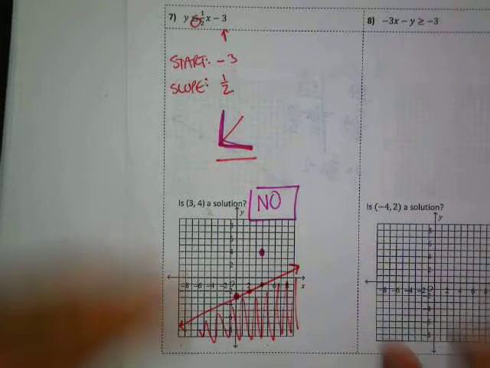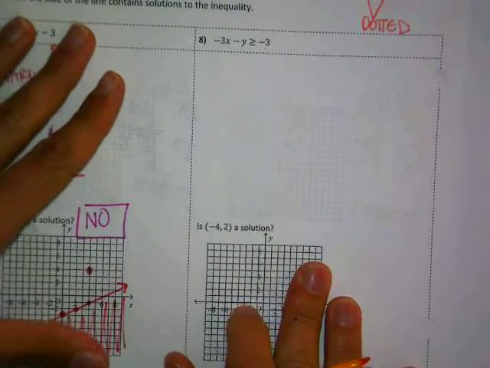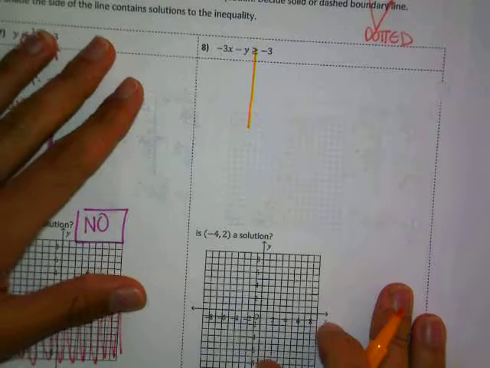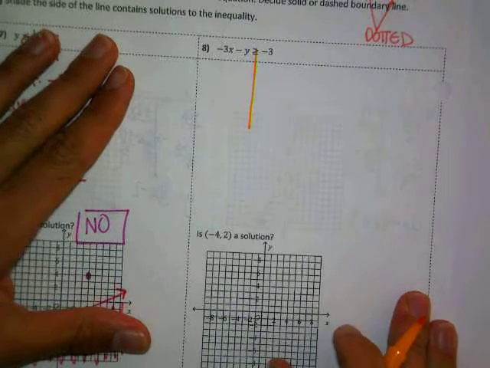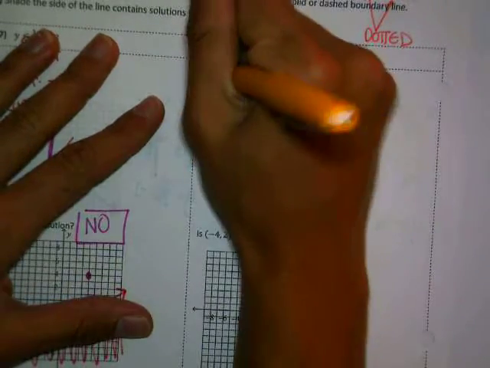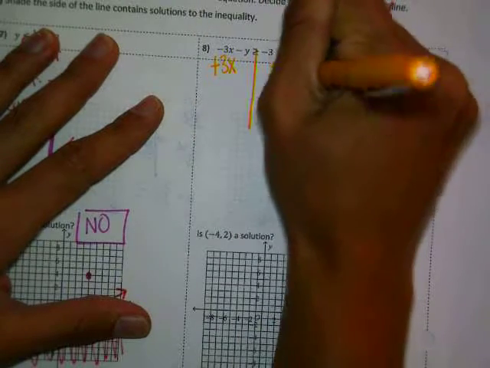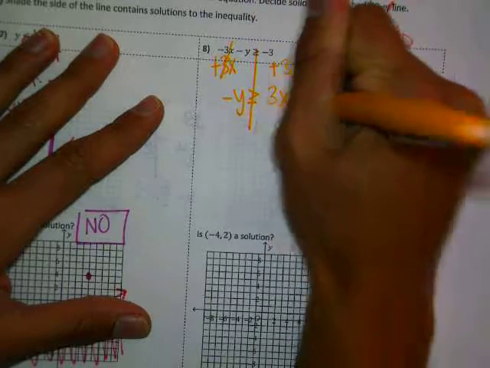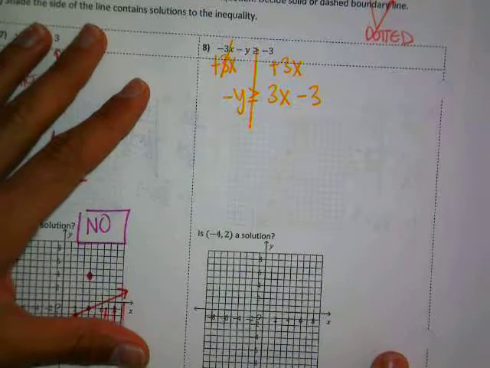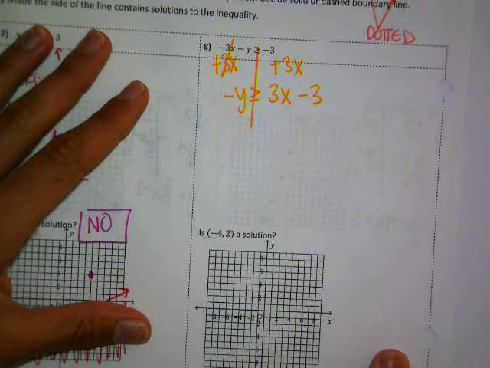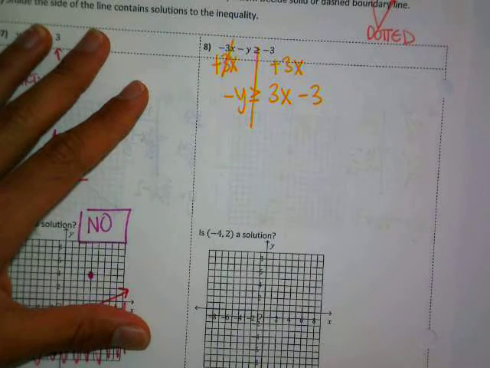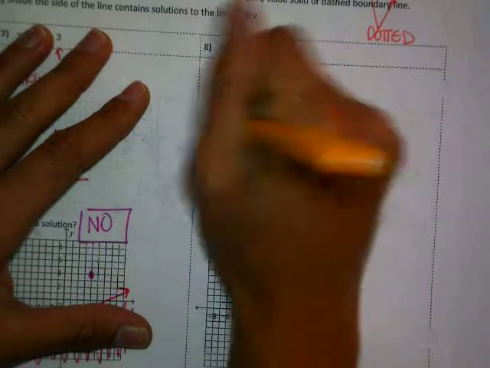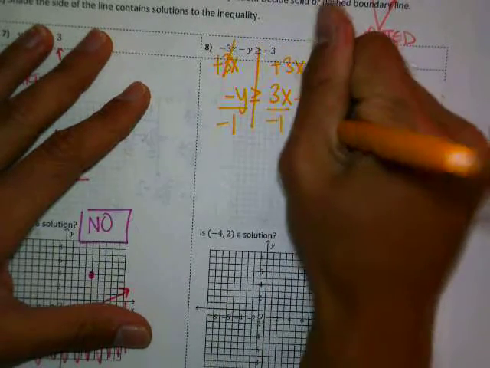All right, let's do number 8 and then we're done. All right, number 8, we have to solve. So, Nathaniel, what's my first step? Right, move the 3x. So I'm going to add 3x, add 3x. What's my next step? Divide by negative 1. Yes. Divide by -1, divide by -1, divide by -1.